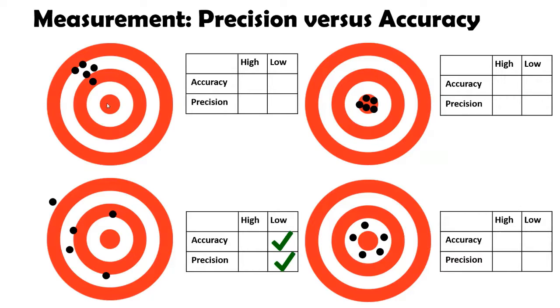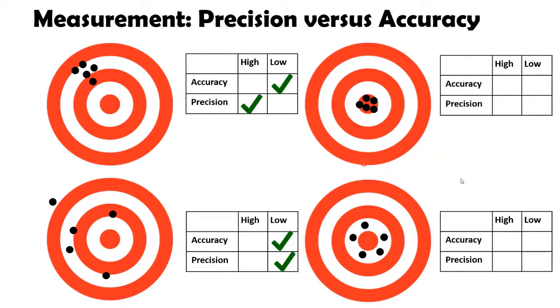Now let's move to the one up above here in the top left-hand corner. We see 5 points that are very close together, but still not centered on the bullseye, right? So in this case, we would say it has low accuracy, but high precision. We have a very consistent process in terms of trying to hit the target. We're just not hitting it in the center.